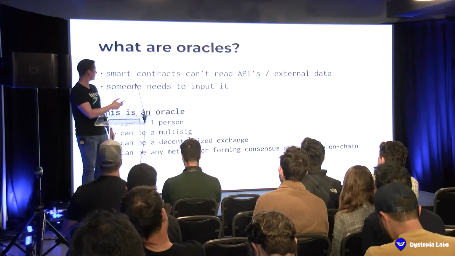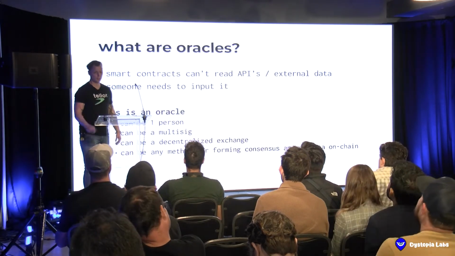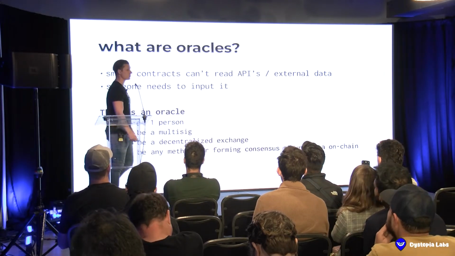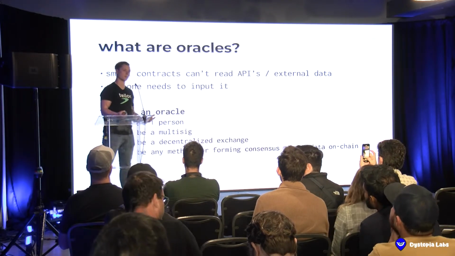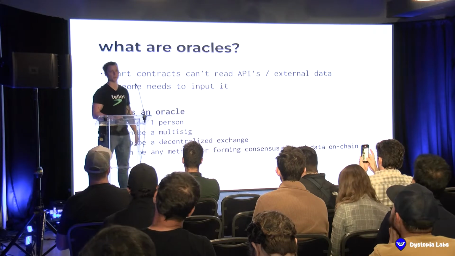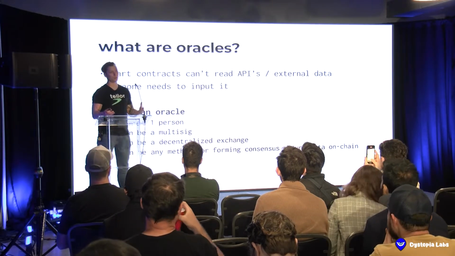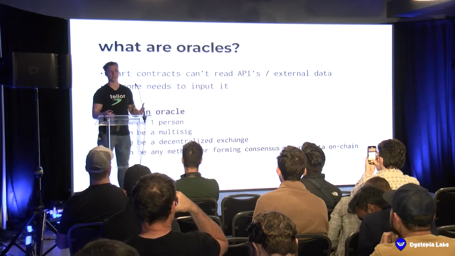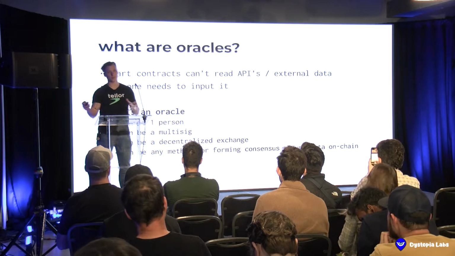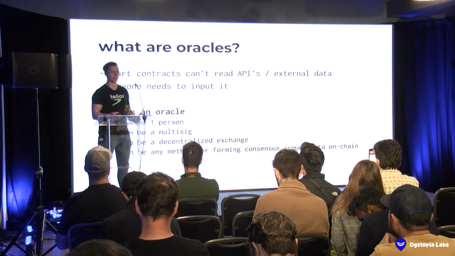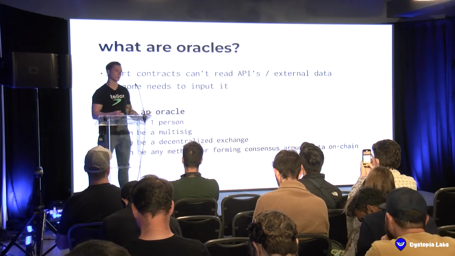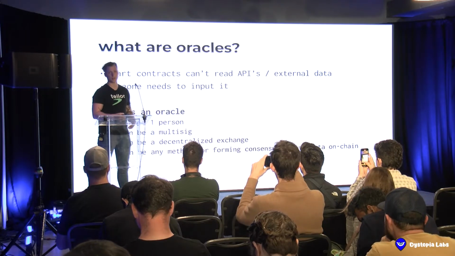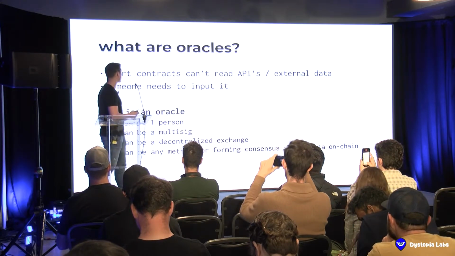So to get into it, first I'm going to describe what oracles are. I think most of you already know this, but I've run into a few people here that didn't. Smart contracts can't actually read external data. Whether it's another blockchain or just a plain API, if you want a price feed, or you want to know what the weather is, anything off chain, smart contracts can't know this.